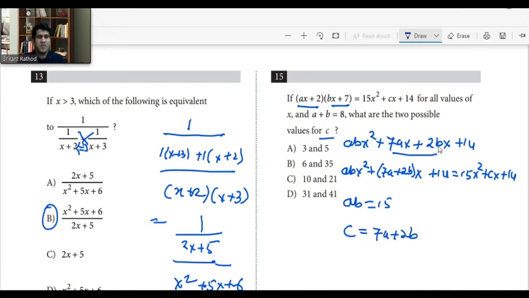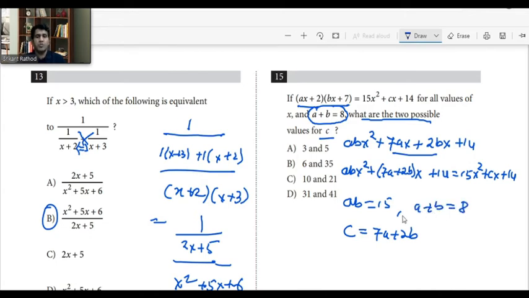So they are asking what are the possible values of c here, not for ab. Then how do I get the value of c? I need to have the value of a and b. So one expression here they have given is a plus b is going to be 8, and here a times b is going to be 15. So take that equation as well, a plus b is equals to 8.